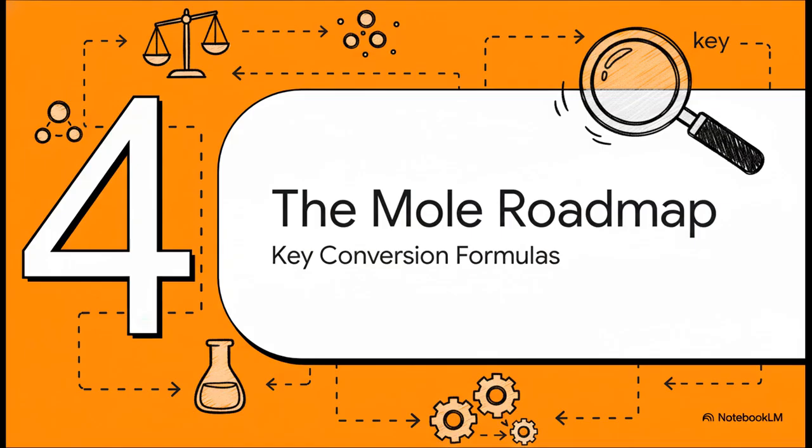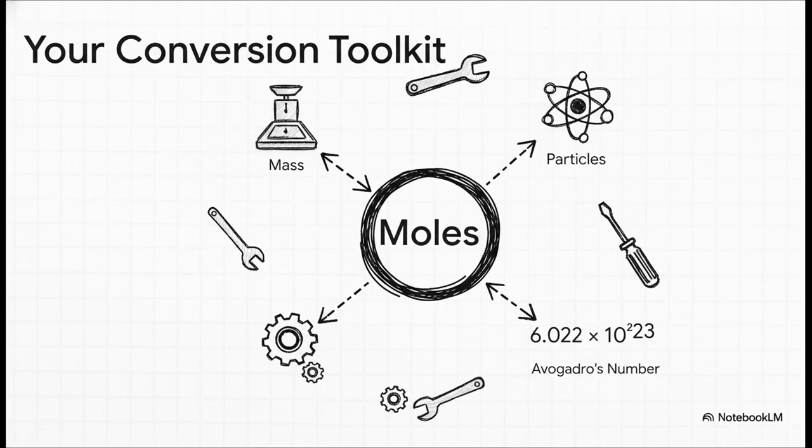Okay, so once we've got the molar mass, we basically have a complete toolkit for jumping between all these different ways of measuring stuff. You can almost think of it like a roadmap for your chemical calculations. And this whole toolkit revolves around the mole. You can use the molar mass to get from the mass you can weigh in a lab to the number of moles. And from there, you can use Avogadro's number to figure out the exact number of particles. These conversions are basically the engine that drives quantitative chemistry.